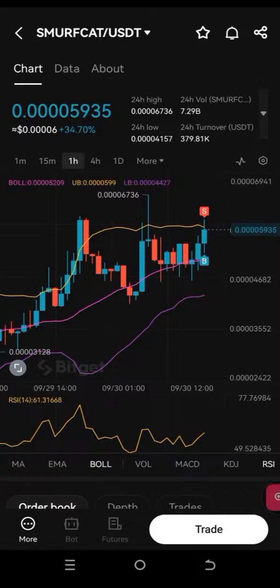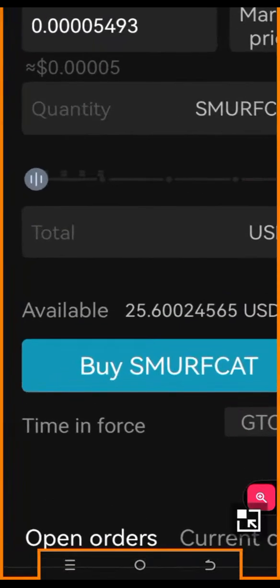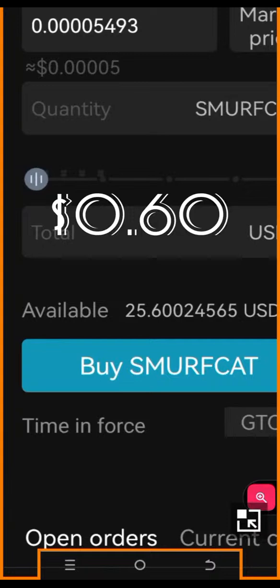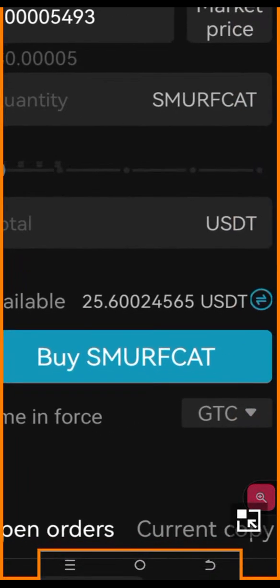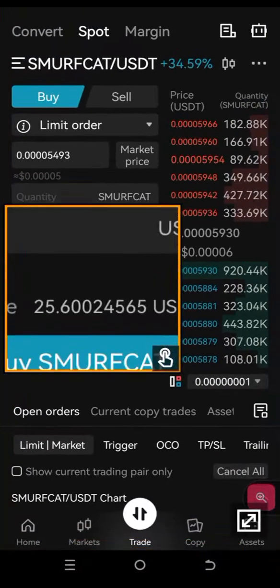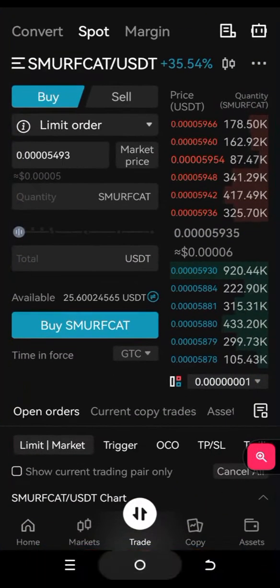Well, we're back and it has already executed. Let's go see how much we've made. Awesome, awesome, awesome. We've made 60 cents, right? What we started out with was $25. That's 25 USDT. And now we've made 60 cents. So what exactly is that? All right, let's go check that out in the calculator and see how much we've made.